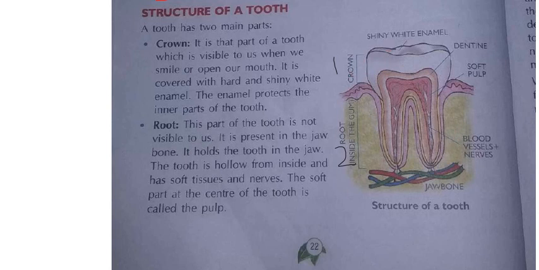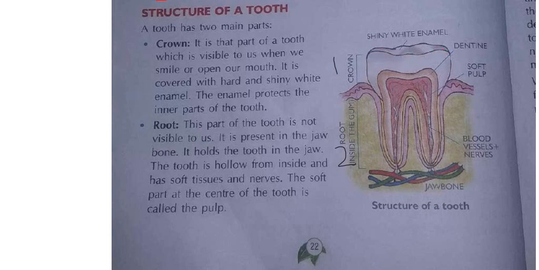Did you understand what I told? A tooth has two parts, one is the crown, the second is the root. Why is this crown useful? The crown has on the outside a very hard and shiny layer called the enamel. This enamel protects the inner part of the tooth, that is the root. Is this crown visible or not visible to us? Visible. That means we can see the crown part.